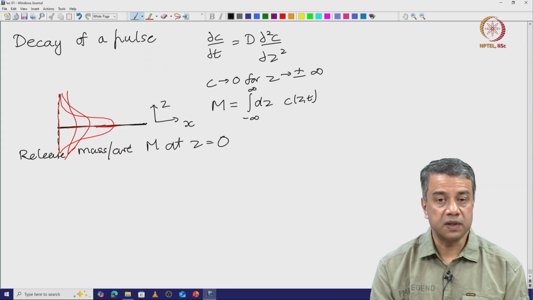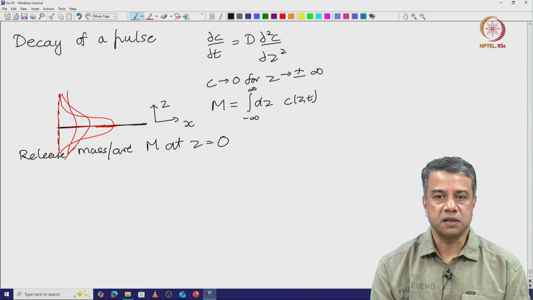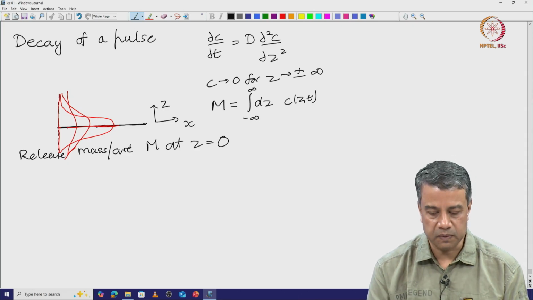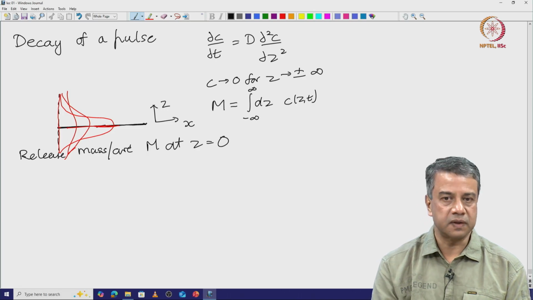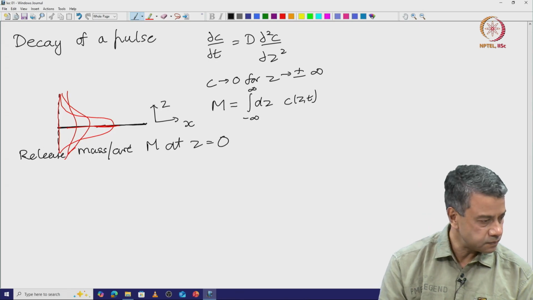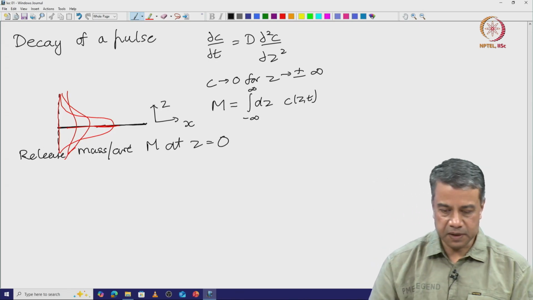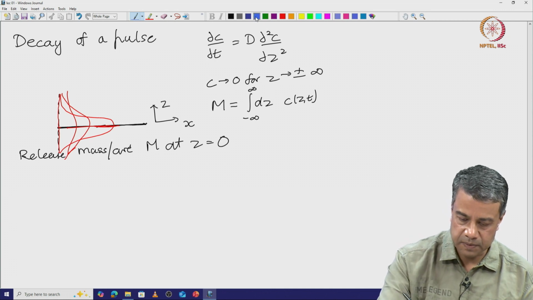Note that I told you m is a mass per unit area, C is concentration, mass per unit volume. So, if I integrate C over the length coordinate, I will get a mass per unit area. So, this is the problem that we have to solve.